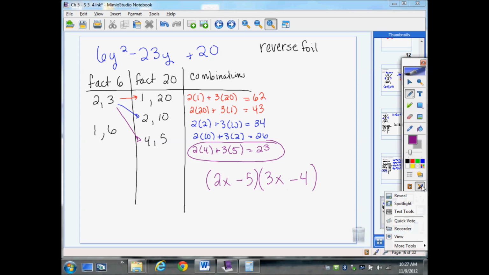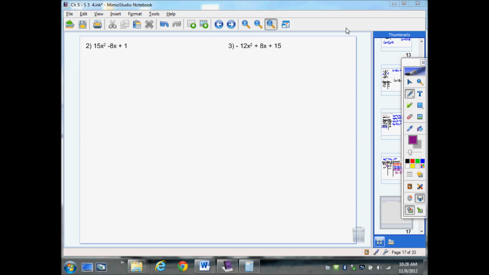All right, so grouping on the first one. I do 15 times 1 is 15. And I'm looking for factors of 15 that will give me an 8. I can use the big giant X for this one. So factors of 15. Well, I have 1 and 15 or 3 and 5. Well, 3 and 5 give me an 8. And they need to be negative because it's a negative 8.